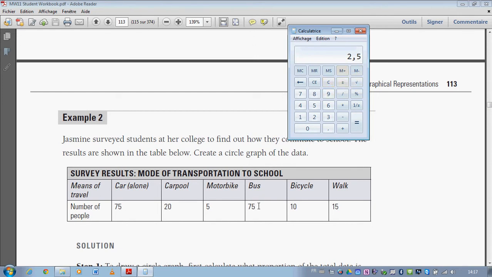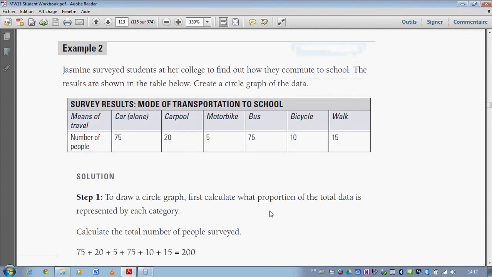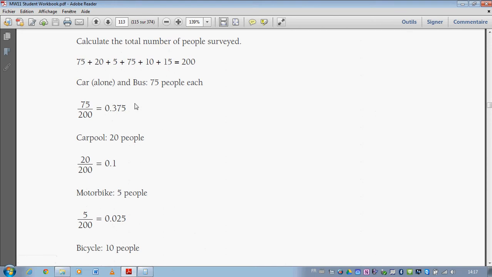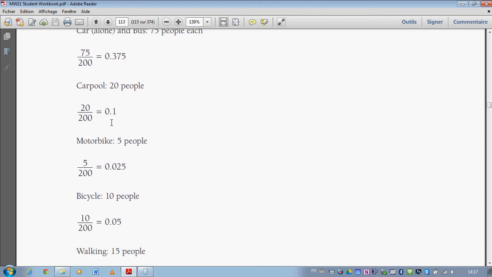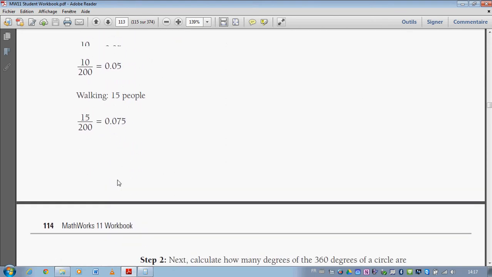And the number of people that bus, that's 75 people divided by 200, and then times 100, so that's again 37.5%, and biking would be 10 divided by 200 times 100, that's 5%, and then walking, 15 divided by 200 times 100, that's 7.5%. So the first step is to actually figure out the percentages that all of these represent. And that's kind of what they did here. So they did that for you, okay? So they figured out the percentages.